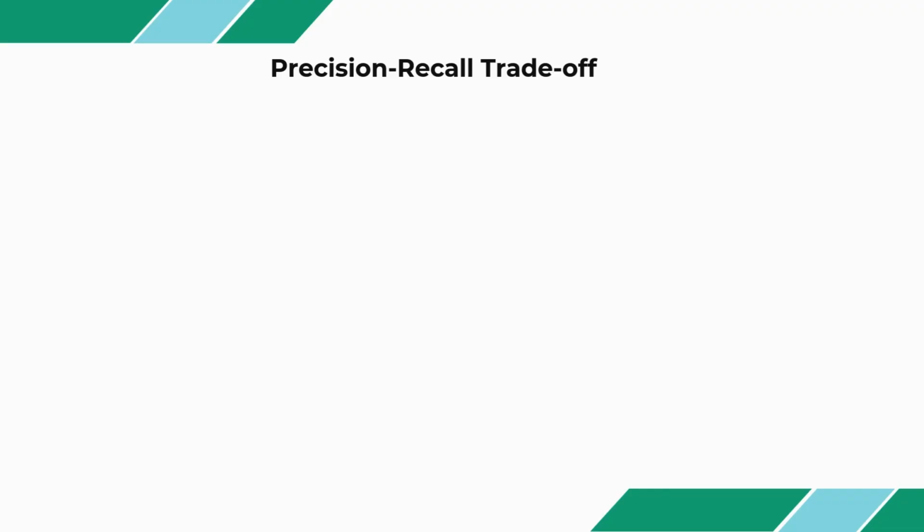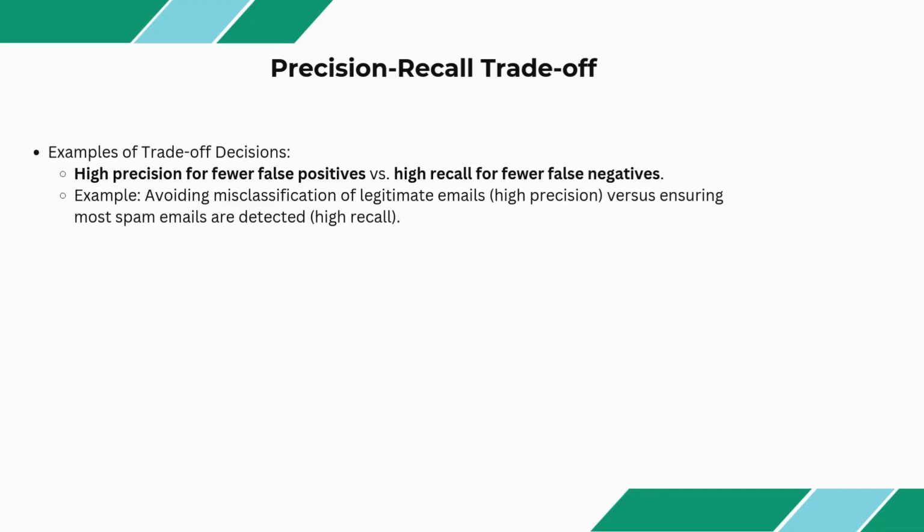Now let's see the trade-off between precision and recall and when to use what. So when you want high precision, it means you want fewer false positives. And for high recall, it means you want fewer false negatives. An example over here is avoiding misclassification of legitimate emails, where legitimate emails should not be classified as spam. You need high precision. Versus ensuring most spam emails are detected, you need high recall.